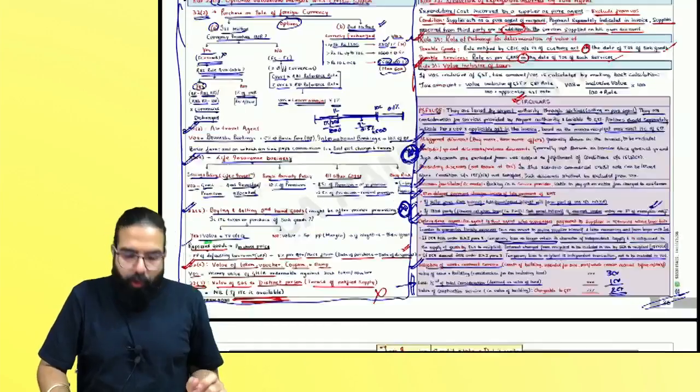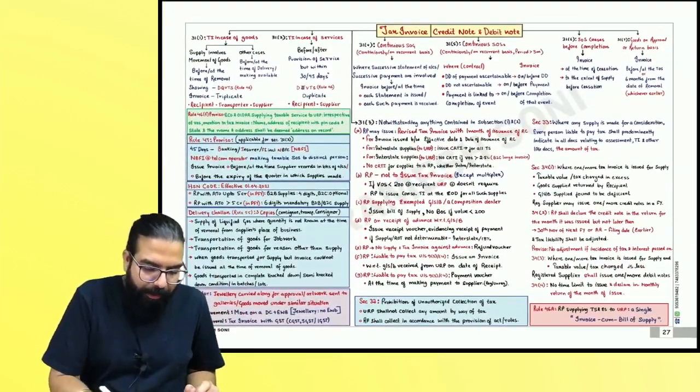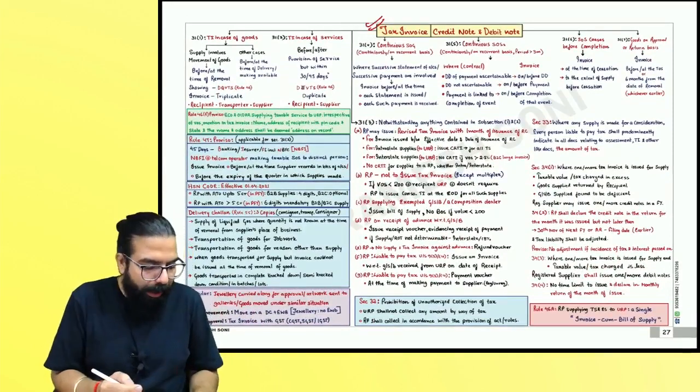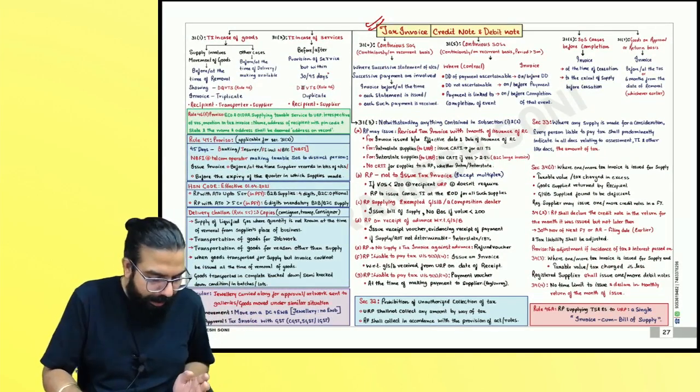Alright students, let's go ahead and now revise the next chapter. The next chapter is the chapter of tax invoice, credit note and debit note. Let's take a quick linking and then we'll continue.